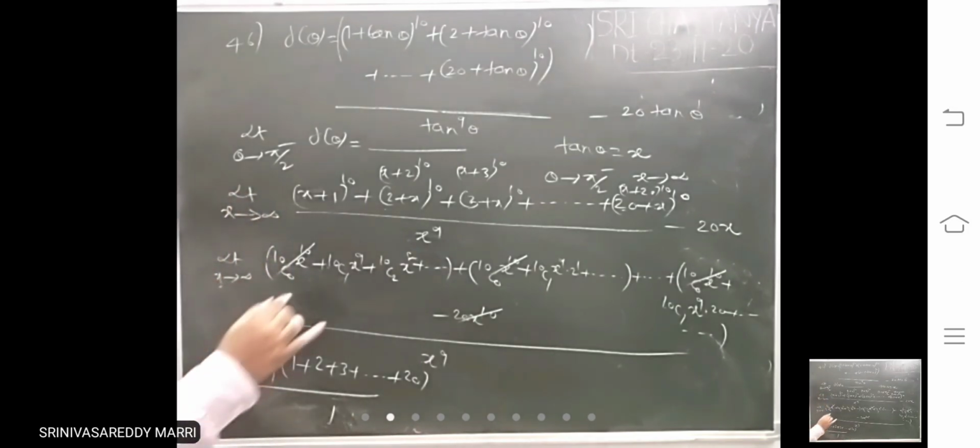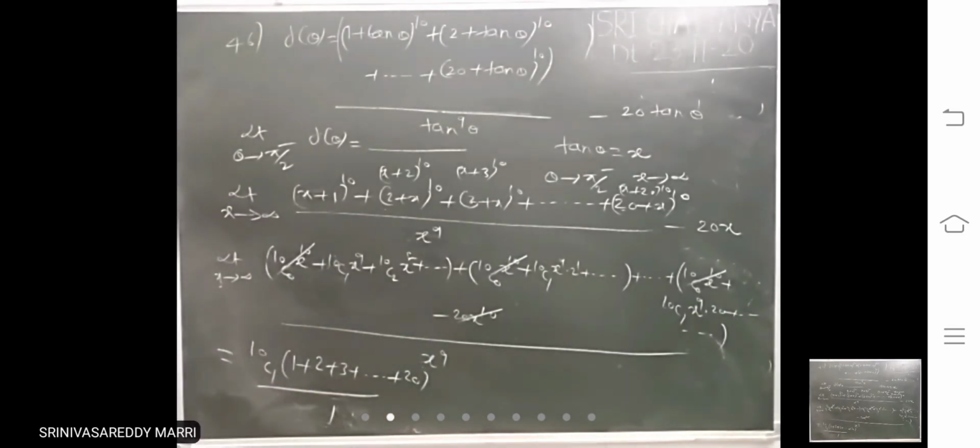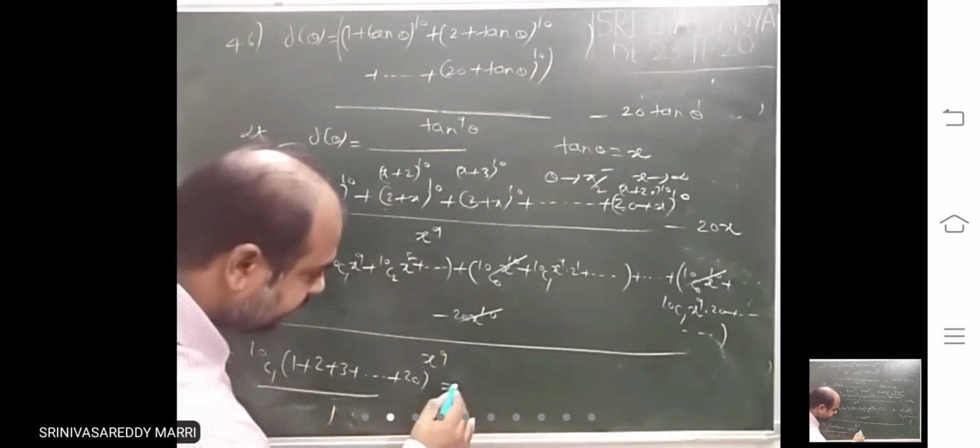The limit extends to infinity, and both degrees are equal. What is the limit value? It is the coefficient of the highest degree divided by the coefficient of the highest degree. So this 10c1 is what? 10.